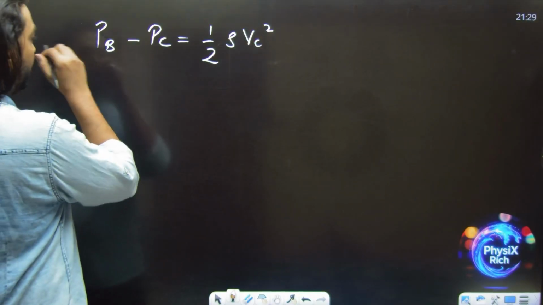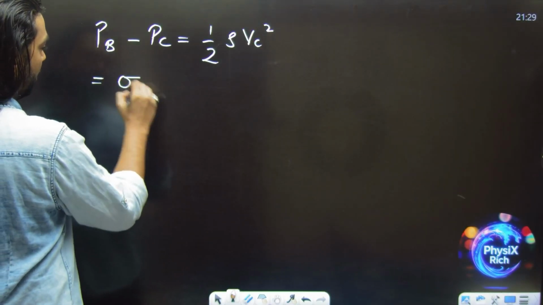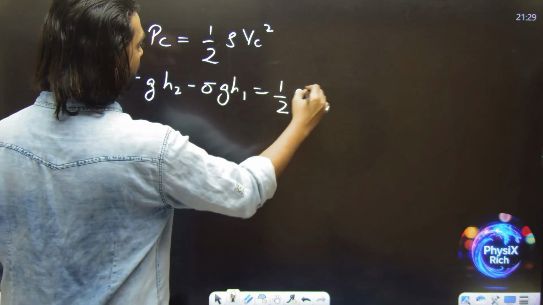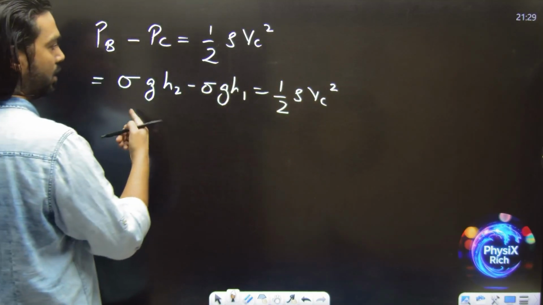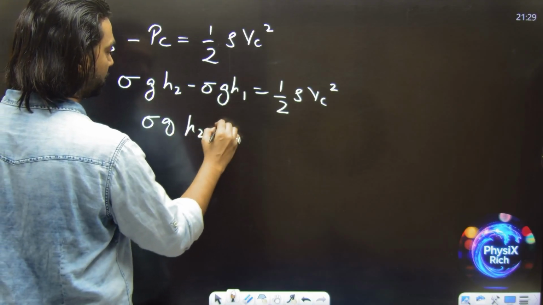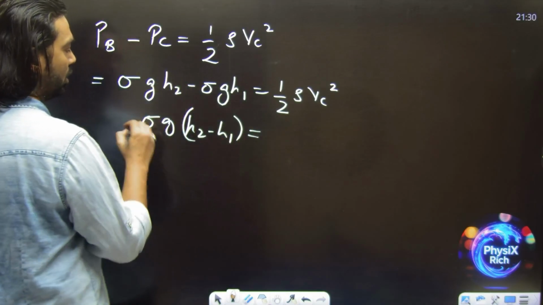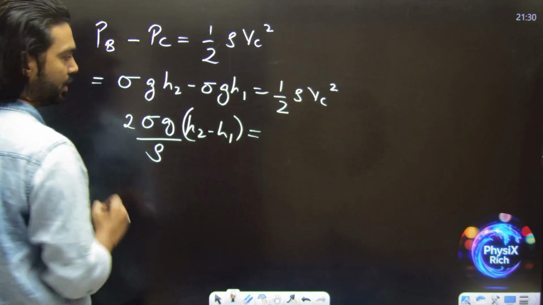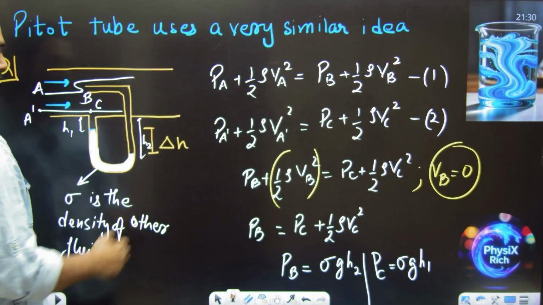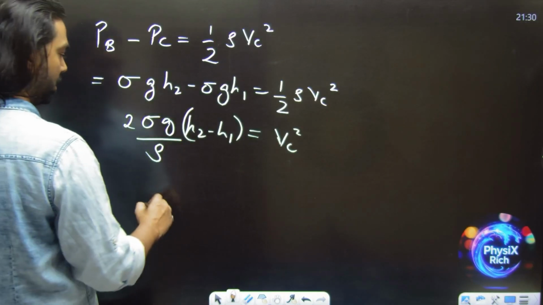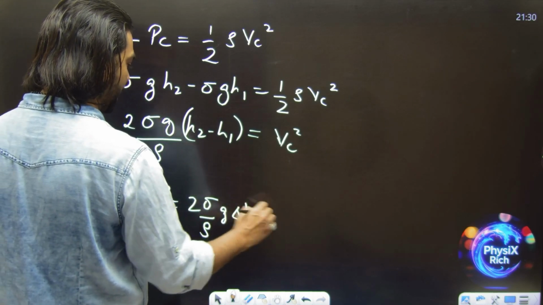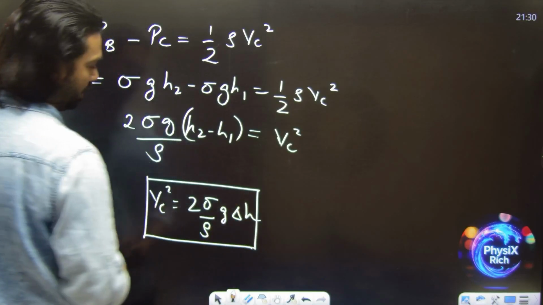So pressure at B minus pressure at C becomes sigma GH2 minus sigma GH1, and that is half rho VC squared. I will take the H2 minus H1 out from here, and I'll take the 2 on this side and I'll take the rho on this side, and this becomes VC squared. And guys, H2 minus H1 was given to us in the question as delta H. So we simply get VC squared equals to 2 sigma by rho G delta H, and that gives us the flow velocity squared.